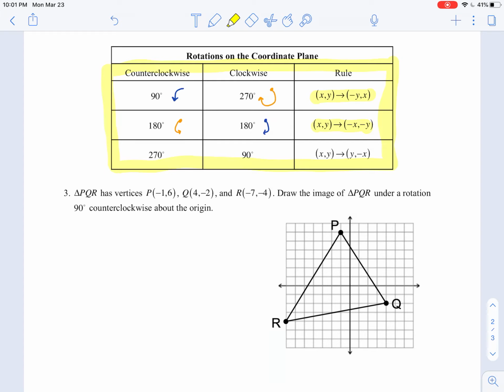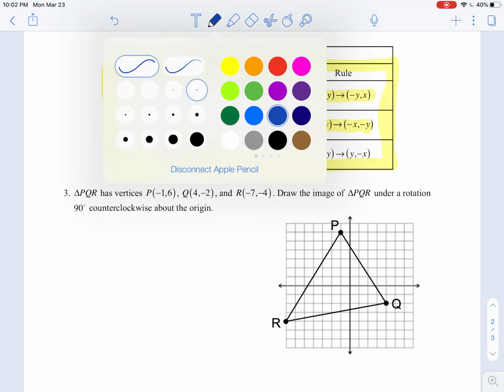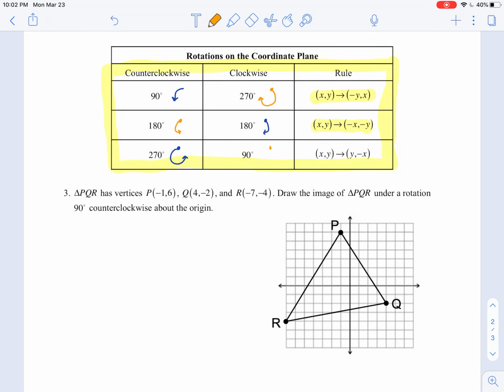And the last rule that you have to memorize is for a 270 degree counterclockwise or 90 degree clockwise rotation. So 270 counterclockwise would look something like this. A 90-degree clockwise rotation would look about like this. And for those two, the rule says you take your coordinates, and again, they switch position, but this time your new y coordinate becomes negative. So (x, y) changes to (y, negative x).